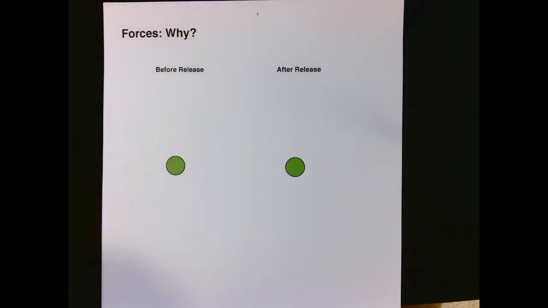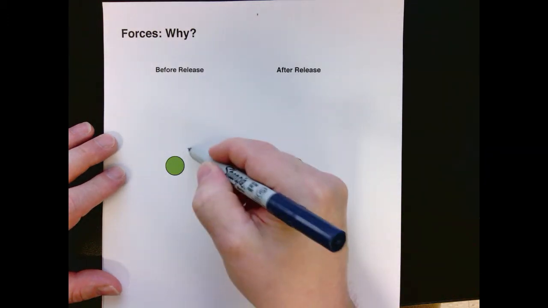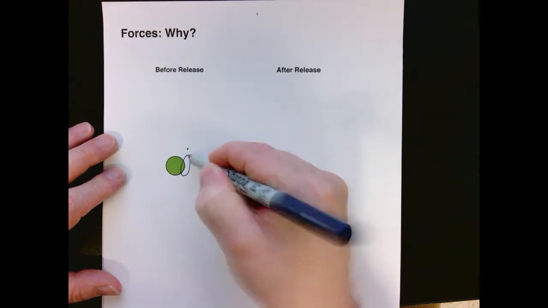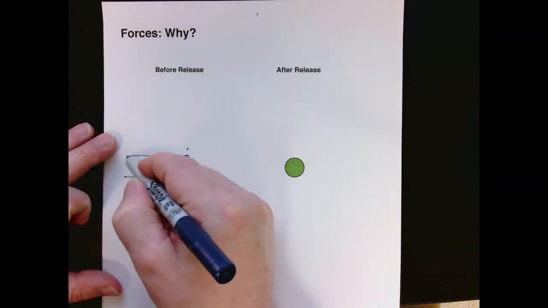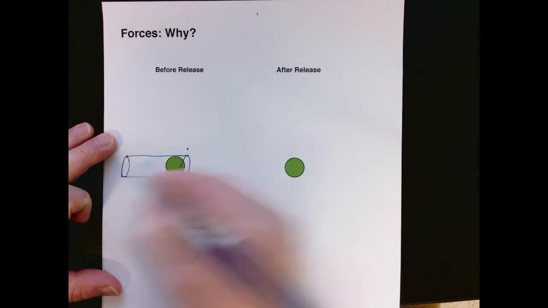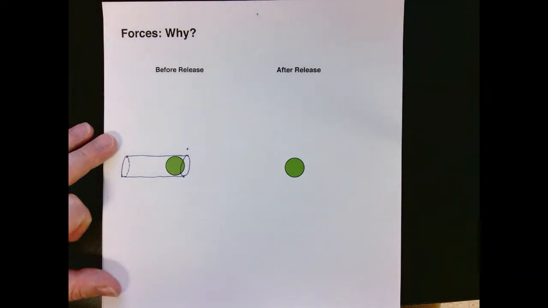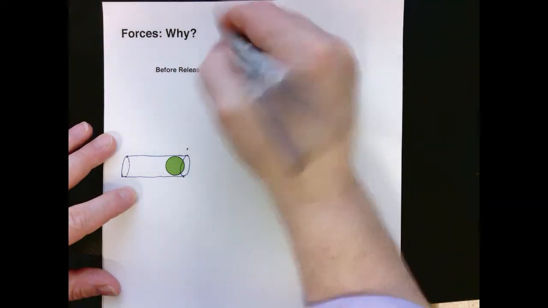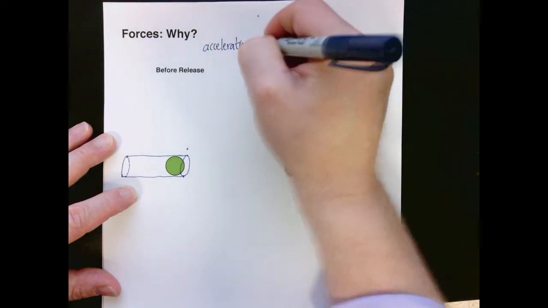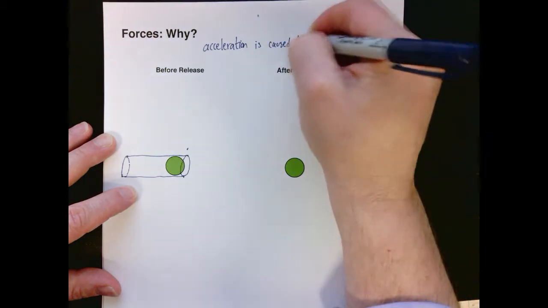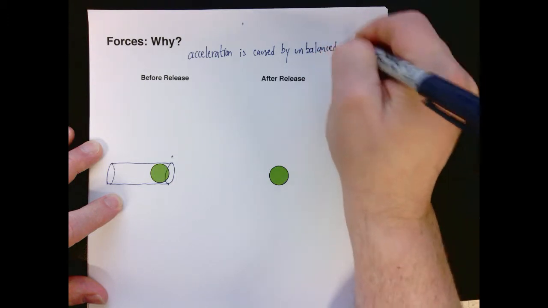Let us suppose before release that the projectile being fired is, let's say it's a bullet, and we have the barrel of a gun, like so. Now we'll study forces in more depth later. But the answer to why this occurs is forces. And that is because acceleration is caused by unbalanced forces.